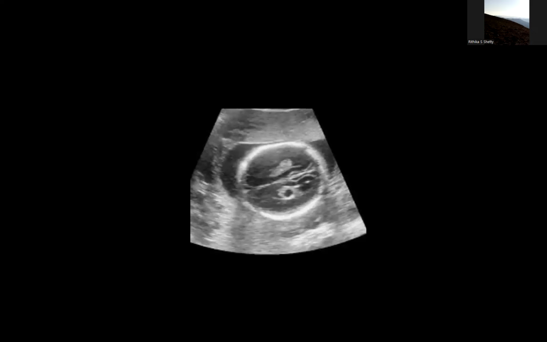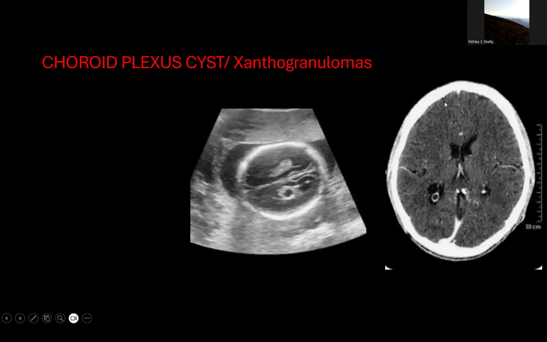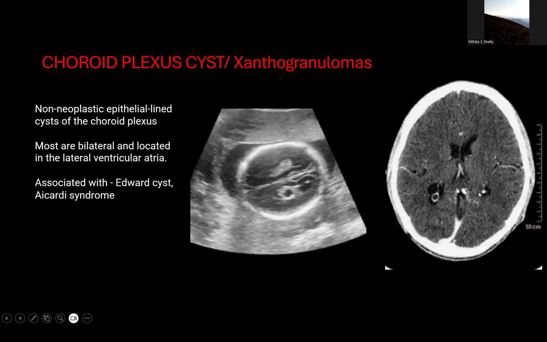Coming to the next most common cyst in the intraventricular region, in the antenatal scan we can see choroid plexus cyst. So whenever we see choroid plexus cyst, we have to rule out Edwards syndrome and Aicardi syndrome. In Aicardi syndrome, there will be corpus callosal dysgenesis. In adults, when it calcifies, we call it choroid plexus xanthogranuloma. This is a non-neoplastic, most common epithelial-lined cyst of the choroid plexus, usually bilateral, located in the atria of the lateral ventricle.